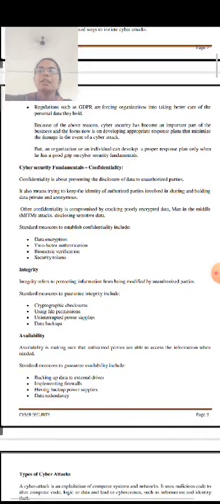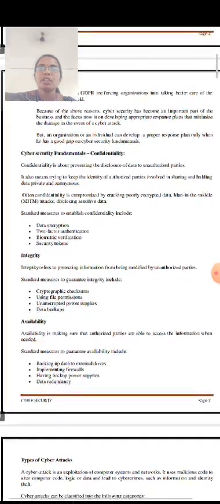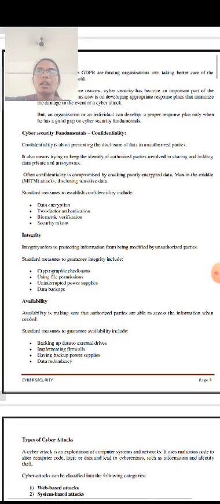Next we are going to see the fundamentals of cyber security. The first one is confidentiality. Confidentiality is about preventing the disclosure of data to unauthorized parties. It also means trying to keep the identity of authorized parties involved in sharing and holding data private and anonymous. Often confidentiality is compromised by cracking poorly encrypted data, or by man in the middle attacks disclosing sensitive data.